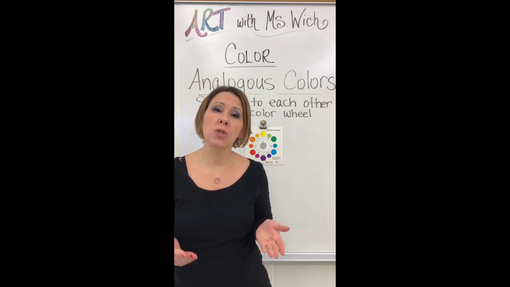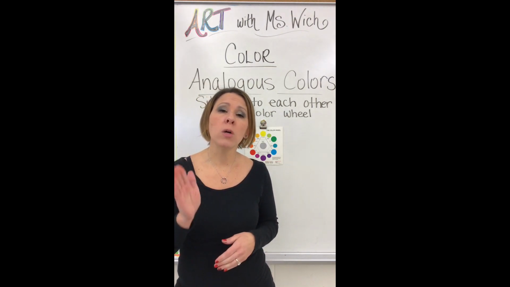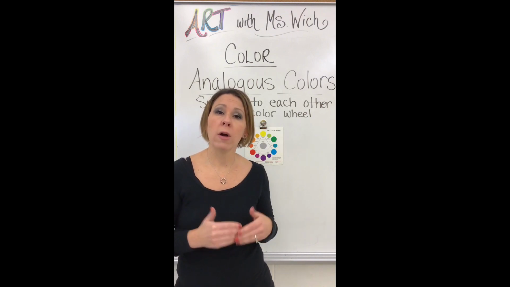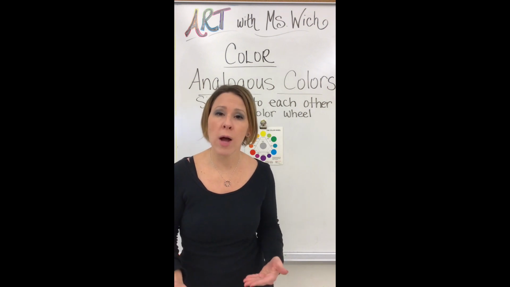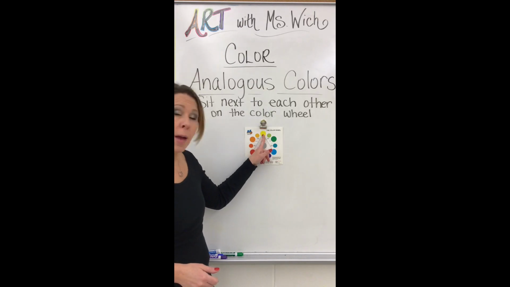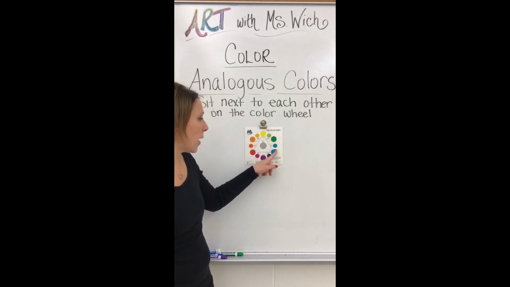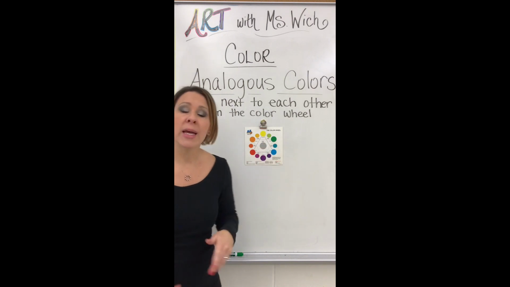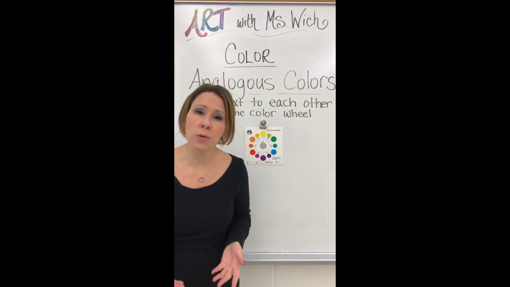Because what you're going to do with analogous colors is start with a primary color. And then you're going to go in order next to the colors that are next to one another up until the next primary color. So for example, if I start with the primary color yellow, my analogous color group can go to the right and stop before I go to the blue. So I would have yellow, yellow-green, green, and blue-green in that analogous color grouping.